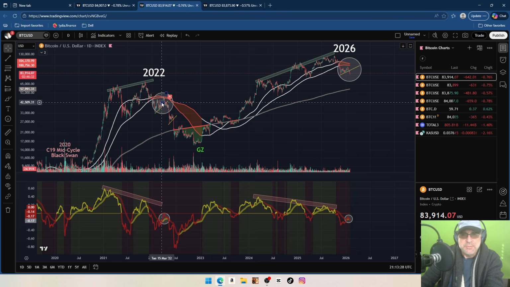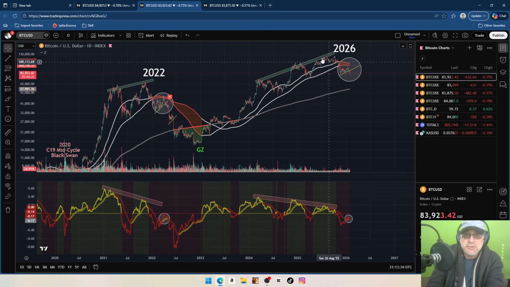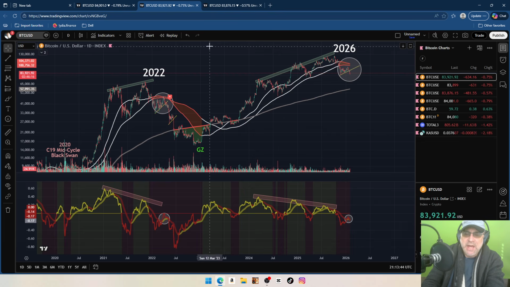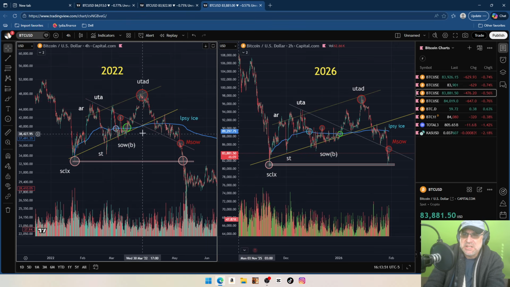The first is the redistribution, or the LPSY, from the all-time high that we had back in 2022. And here's the all-time high in 2026, and the first, what's looking more and more like a redistribution. So we have this now on the macro. This is on the daily. And so we want to see now how closely these have been playing out.